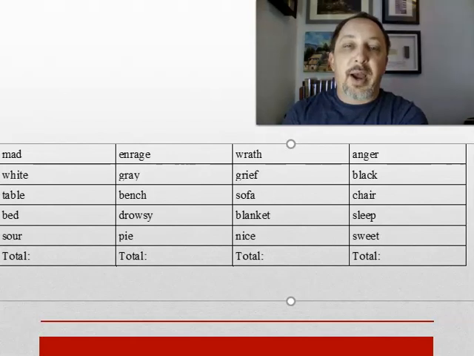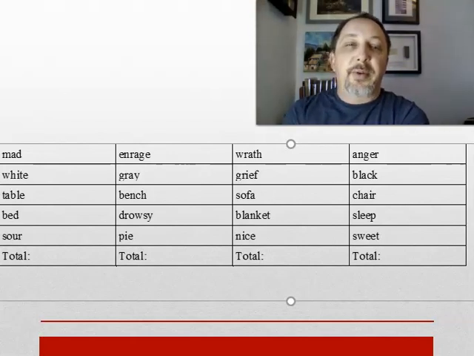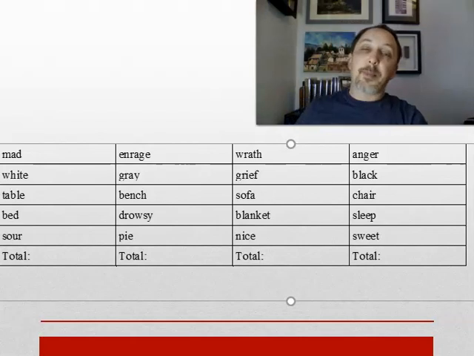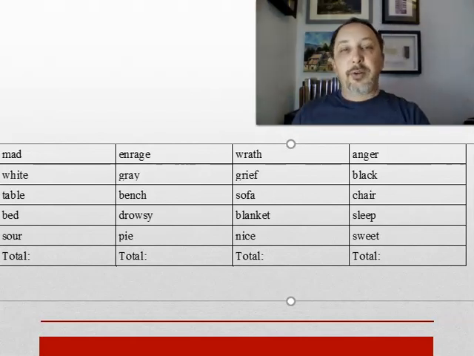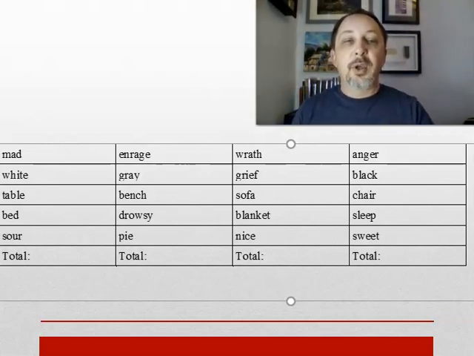Next we have wrath, grief, sofa, blanket, nice. And then for the last section: anger, black, chair, sleep, sweet. Now what I want to know, how many of each did you get? And I want you to look at this so that we can get an understanding of how memory works.